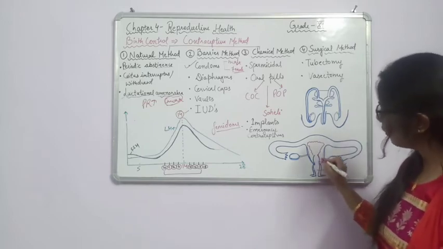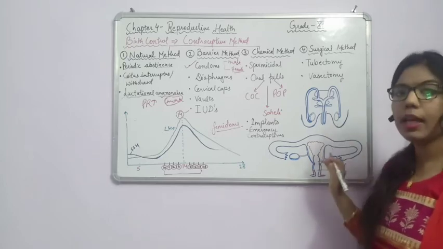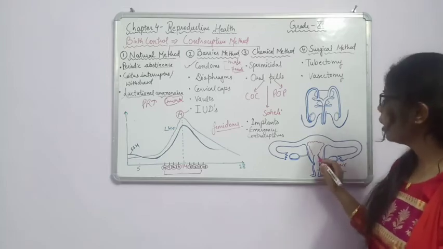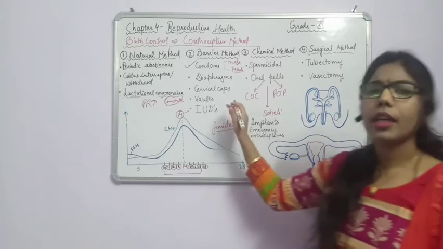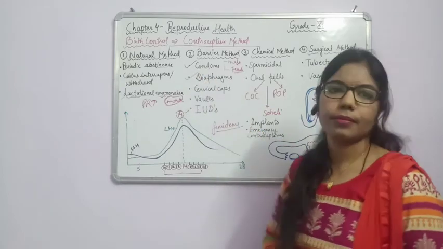So this covers the whole cervix and vagina, so what will happen if the male penis comes inside this genital tract? It will not be able to penetrate up to the uterus and there will be no fertilization. Fine. The second method is diaphragms.